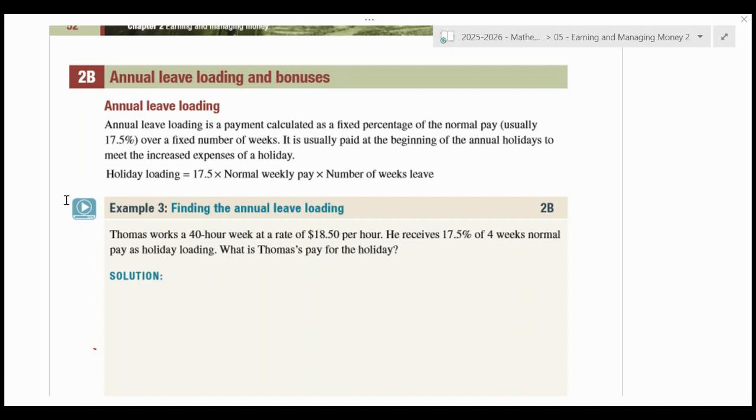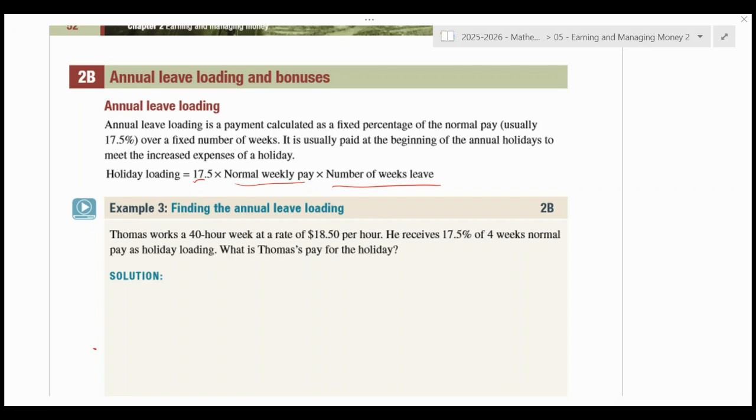As a teacher, we normally get paid just our last pay of the year. We just automatically get it. So the way you work out the holiday loading is 17.5% times your normal pay times the amount of weeks that you're having the leave for. So let's have a look at this one.